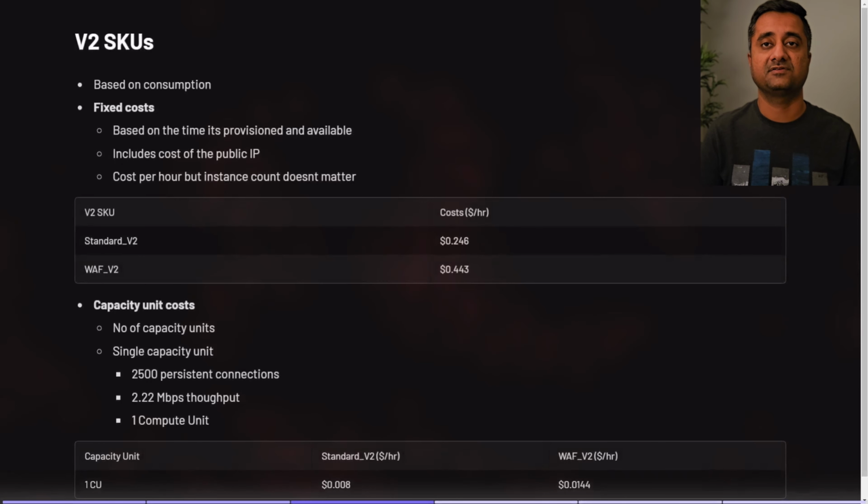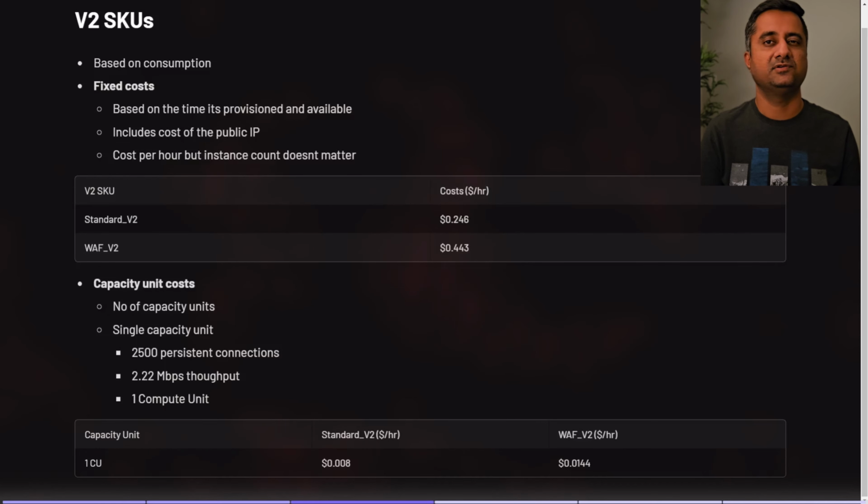So V2 SKU is the latest one. It's basically based on the consumption, and it also has a fixed cost, and then it also has the capacity unit cost. V2 SKUs are based on the consumption. Basically, it's variable, as in pay as per you use. So in the fixed cost, it's basically based on the time that it's provisioned and available. It includes the cost of a public IP. Cost per hour does not directly connect to the instance count. So you can have 100 instances, but it's going to be the same cost. It all depends on what you use.